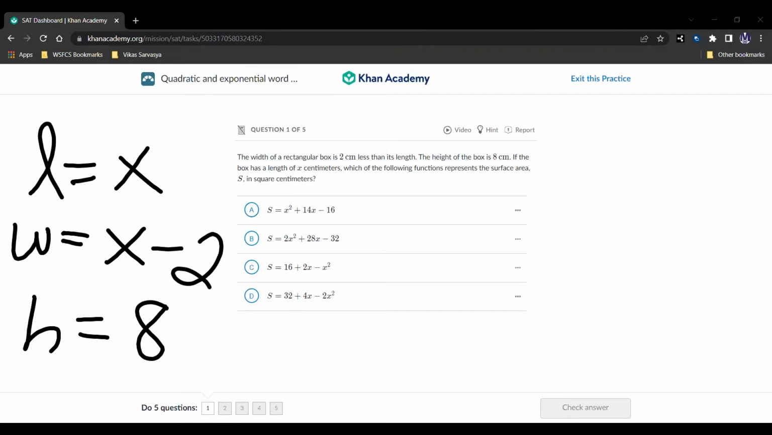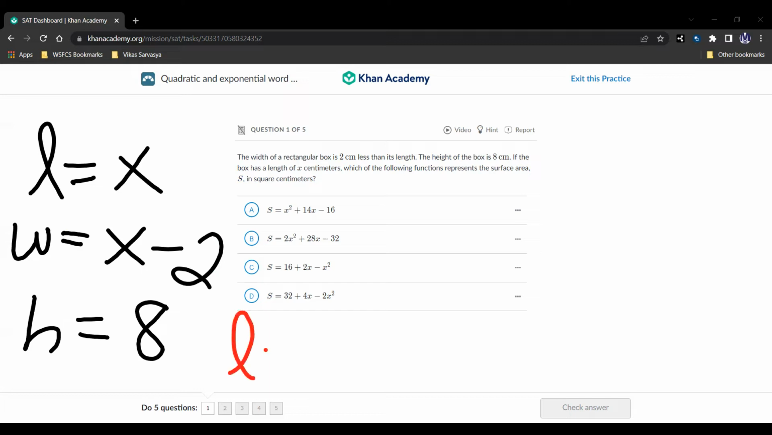Well, surface area, right? So we need to find the area of each of the surfaces, and then add them together. There are 2 surfaces where you have the length and the width as a rectangle. There are 2 surfaces where you have the length and the height. There are 2 surfaces where you have the width and the height. So all we really need to do is multiply these two, and these two, and then add those 3 together.